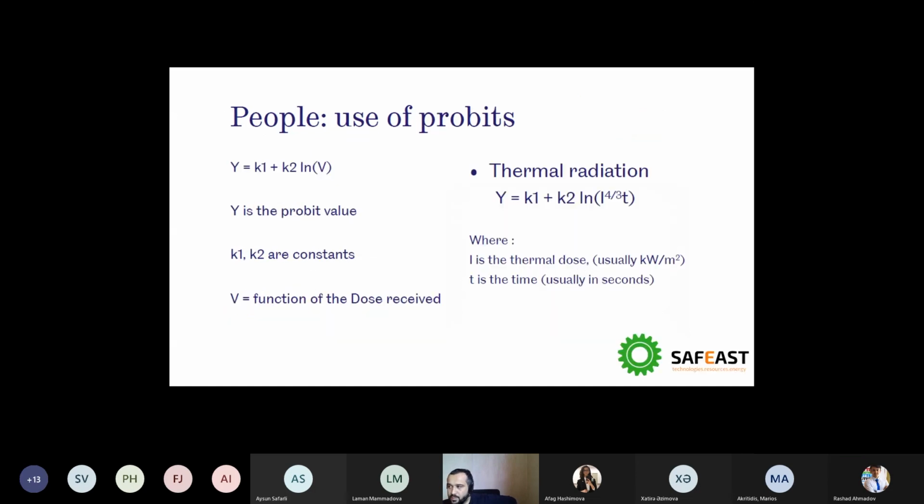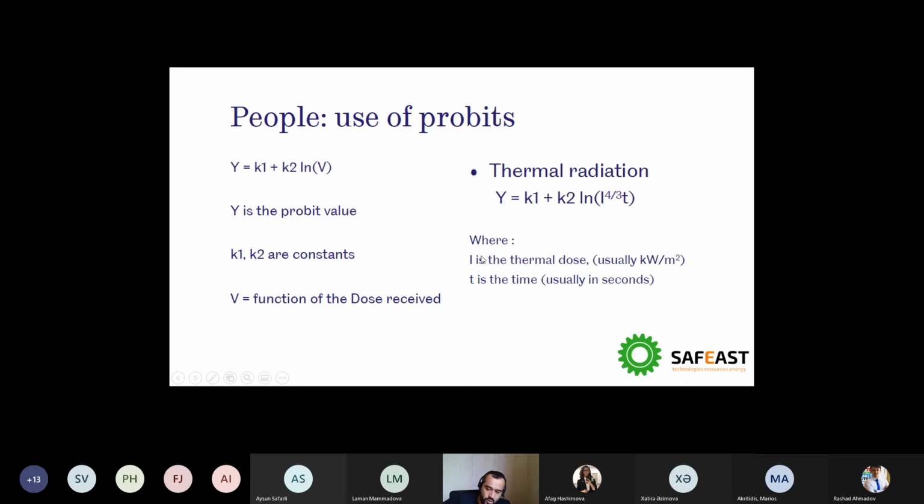And in terms of using this probit value, as I said, K1 and K2 are the constants, but for different outcomes, we use different functions. For example, for thermal radiation, we use thermal dose: power to the 4/3 times time. Time is usually in seconds. So basically this is the thermal dose you received.